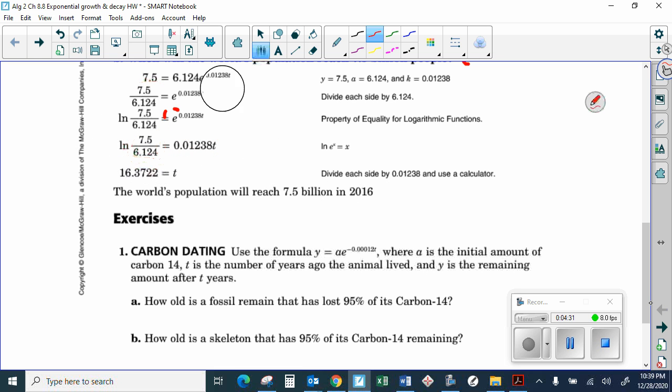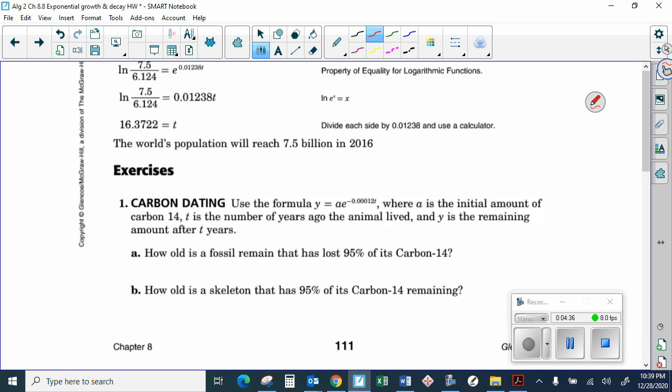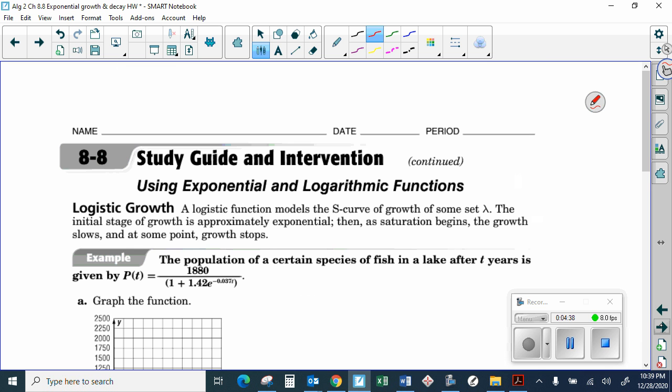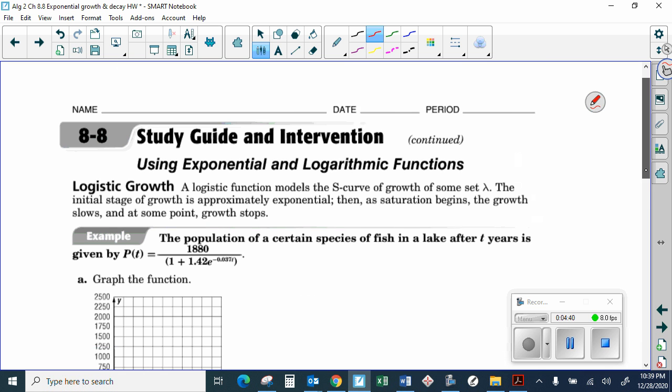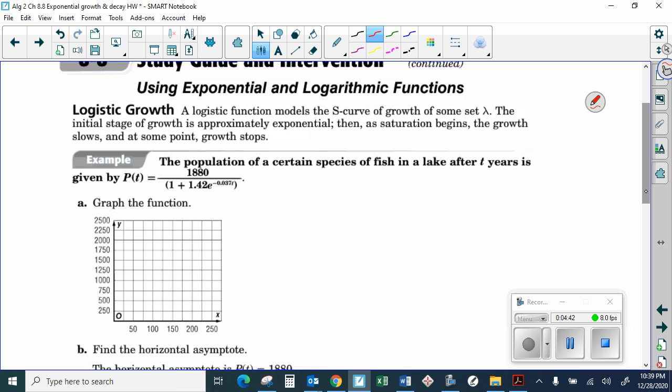Next page. Logistic growth. Let's see. Well, we're not going to do this one. We'll stop right here. Just on the front page only.